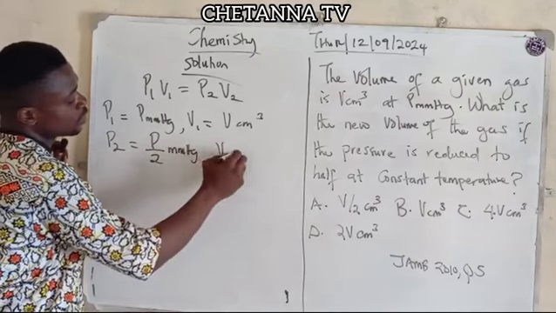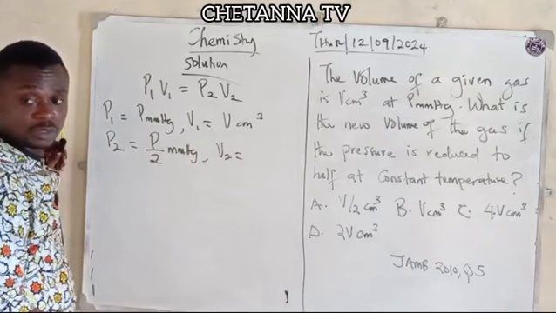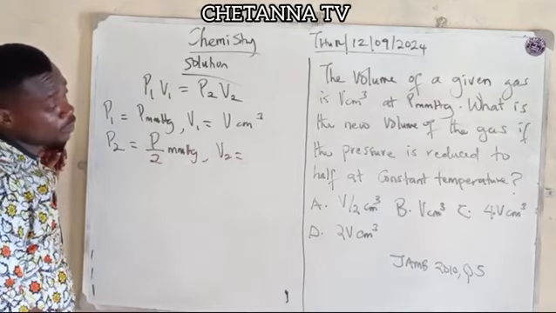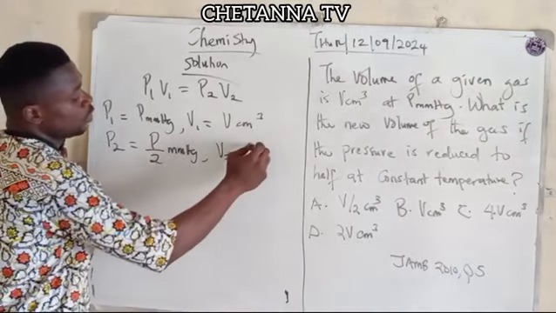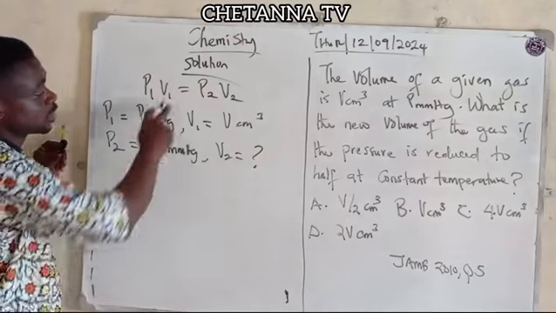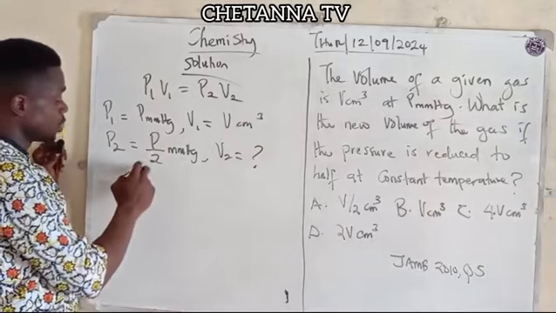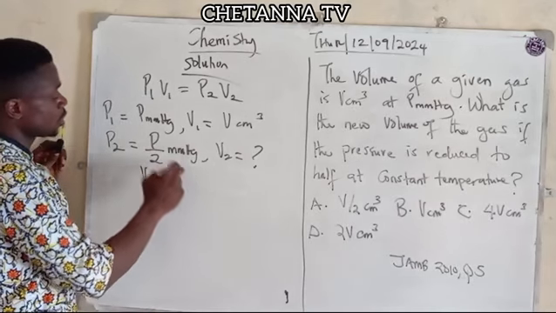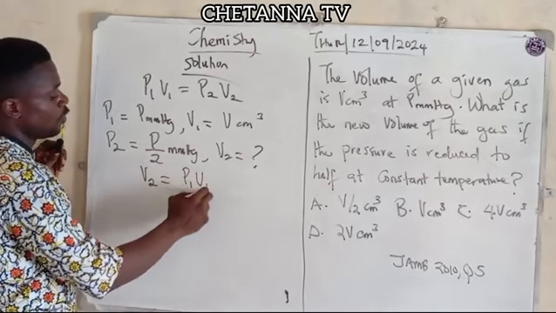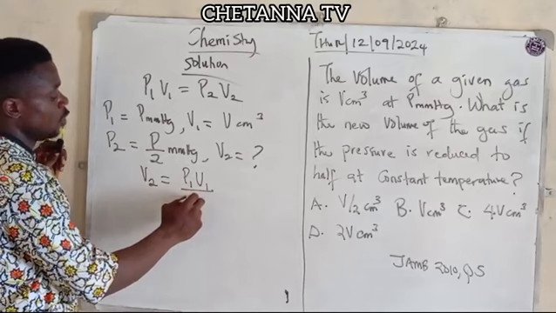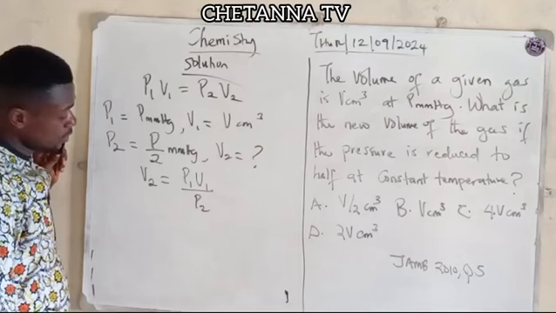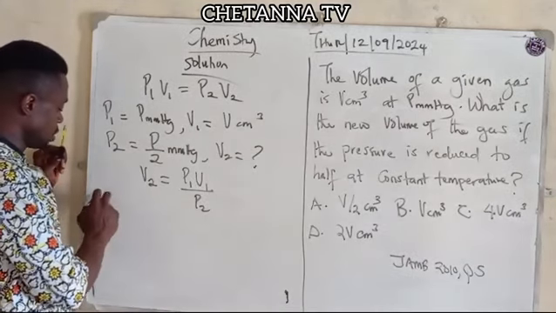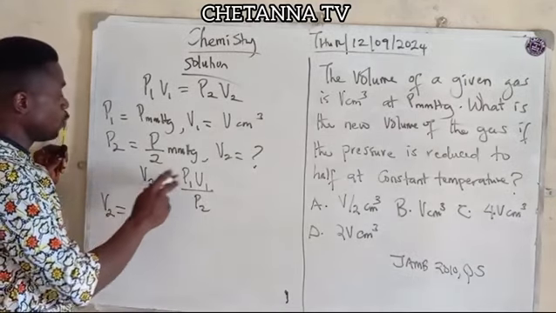Then V2 is what? We don't know, so let's make V2 the subject of the formula. V2 is now equal to P1 V1 over P2. Is it clear? So let's substitute. V2 is what? P1 is what?